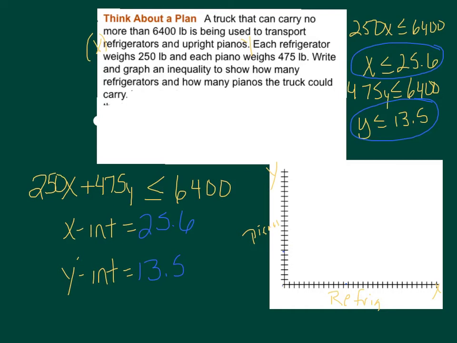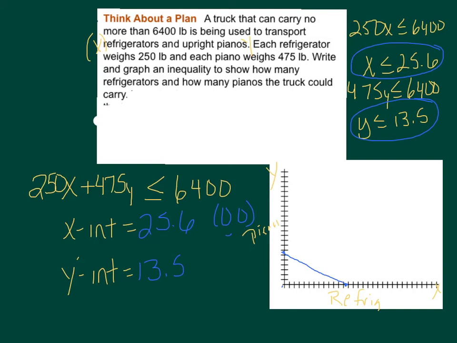Now we have a solid line, so I know my line is going to be solid. But what we don't know is which side we're going to shade. You notice I didn't extend outside my quadrant 1. Don't do that. Now we're going to shade, and I'm going to use my 0, 0, because the line does not go through 0, 0, so I'm going to plug it in.